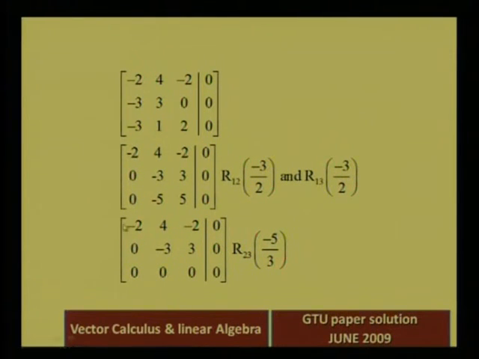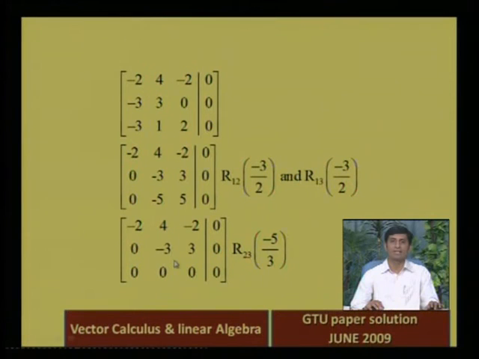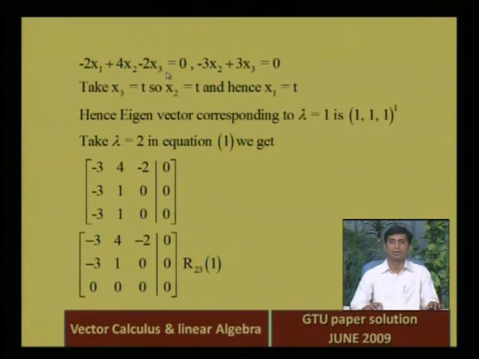Now this matrix is in row echelon form, and we can solve the equations. We get two equations: minus 2x1 plus 4x2 minus 2x3 is equal to 0, and minus 3x2 plus 3x3 is equal to 0. Take x3 equal to t, because in the third column we don't have a leading entry. So x2 is equal to t, and putting the values of x2 and x3, we get x1 is equal to t. Hence the eigenvector corresponding to lambda equal to 1 is (1, 1, 1).